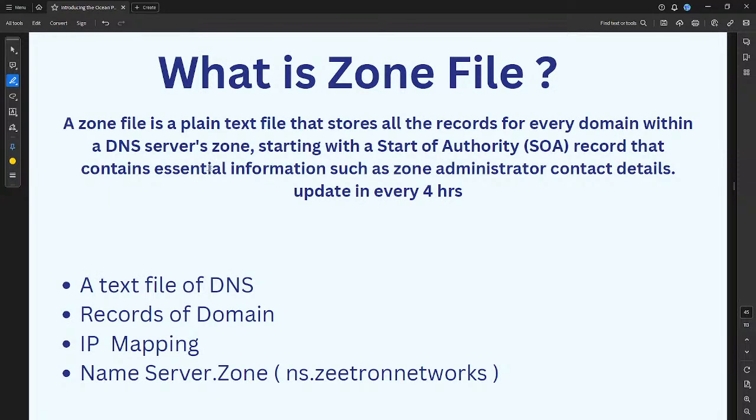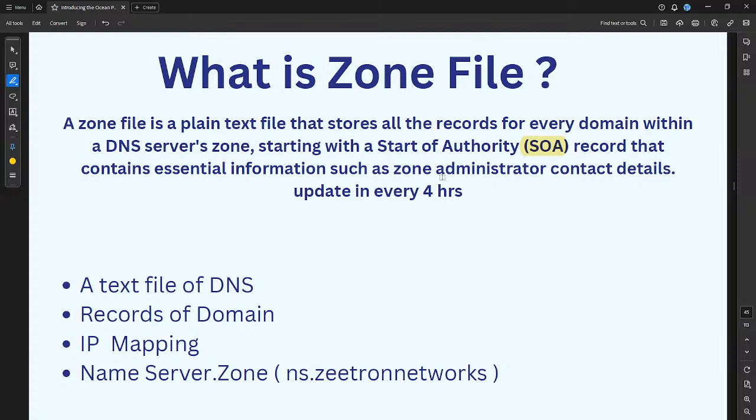So what is a zone file? We just spoke about how these IP addresses are stored like a phone book, in the zone file. But what exactly is a zone file? A zone file is simply a plain text file that stores all the records for every domain within a DNS server zone, starting with the start of authority, which is an SOA record that contains essential information for such a zone, and of course the administrator's contact details.